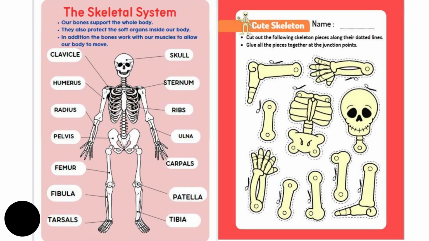So here is a worksheet on the skeletal system. You cut out the following skeleton pieces along the dotted lines and join all the pieces together at the junction points. Then you make a nice, cute skeleton and hang it in your room or anywhere. Then you can practice. All right, so here is another worksheet where you can practice also.